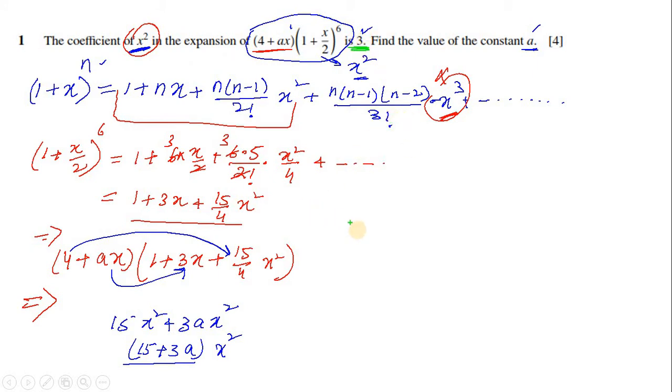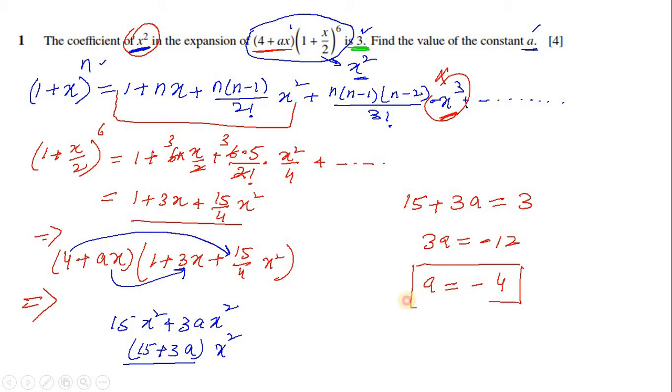So according to the condition, 15 + 3a should be equal to 3. Then you can simplify this for a. Send 15 to the other side, so 3a is equal to minus 12, that is 3 minus 15, and then clearly a is equal to minus 4. So this is the value of a that we needed to find.